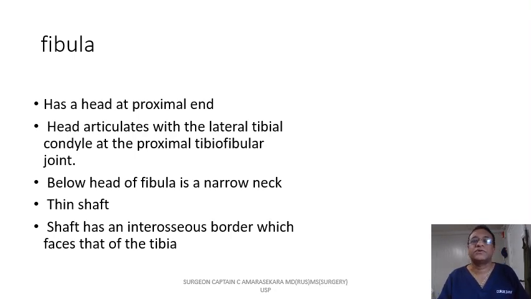It has a border called the interosseous border on the medial side of the bone. It faces the tibia and anchors the interosseous membrane. This structure separates the anterior and posterior compartments. Understanding this border helps to identify the proper compartment in cases like compartment syndrome.